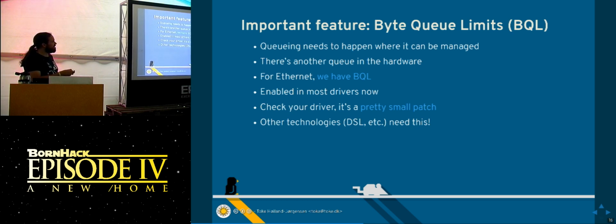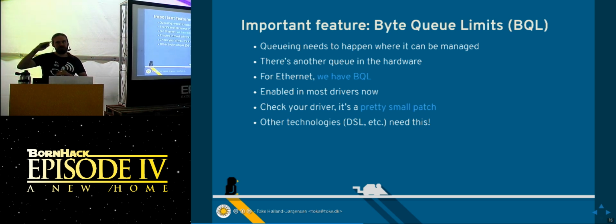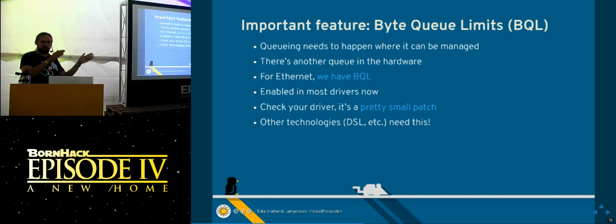So for Ethernet, we have this thing called byte queue limits, which is enabled in most drivers. What that does is it dynamically keeps the queue in the hardware as small as possible so that the hardware doesn't starve. It's fairly simple. It increases or decreases until the hardware starves and then increases a little bit. And it will keep the queue small so that we can control it and have the actual queue in the qdisc layer. It's a pretty small patch. If you have a driver, do it. But other technologies such as DSL and so on do not have this generally.